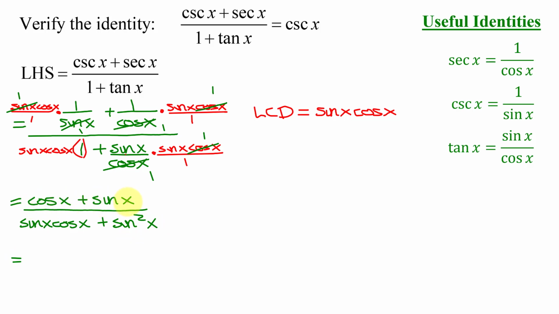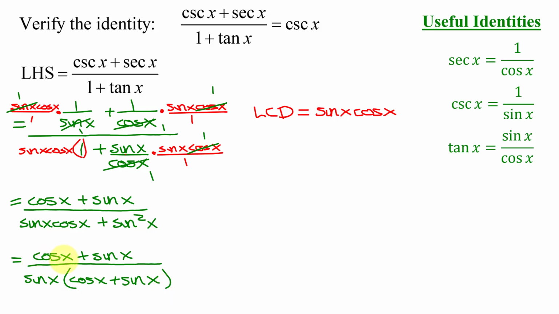Now, looking at the numerator, it's not going to simplify anymore, so I'm going to leave it as cosine x plus sine x divided by, in the denominator, both terms have a common factor of sine x. So factoring a sine x out of sine x cosine x, it's going to leave me with cosine x. Plus factoring a sine x out of sine squared x is just going to leave me with sine x.